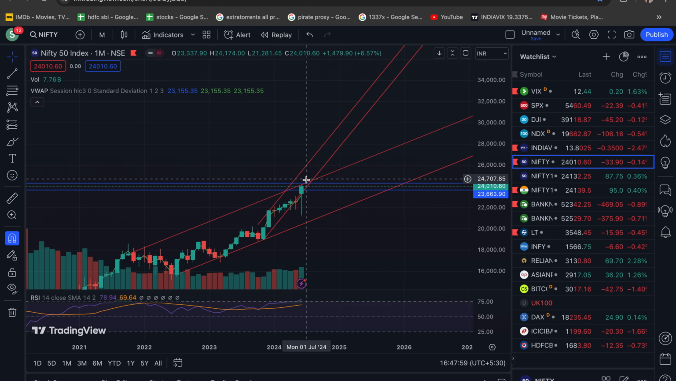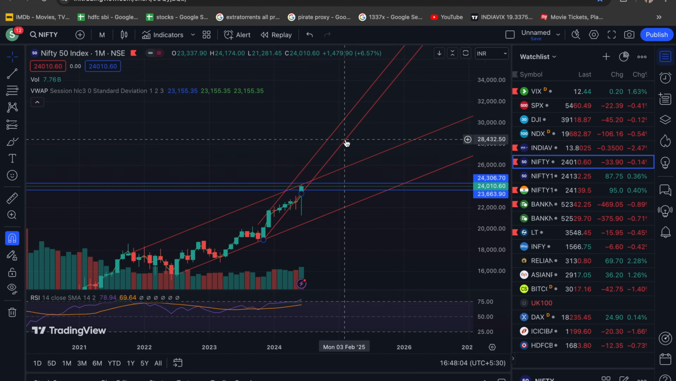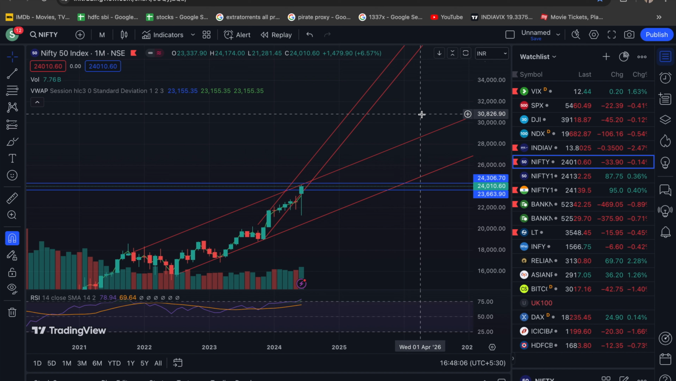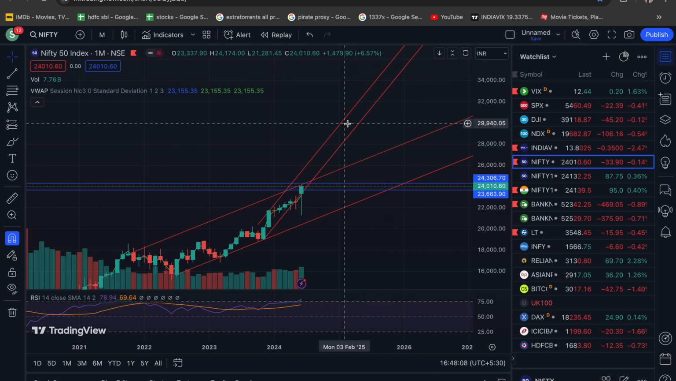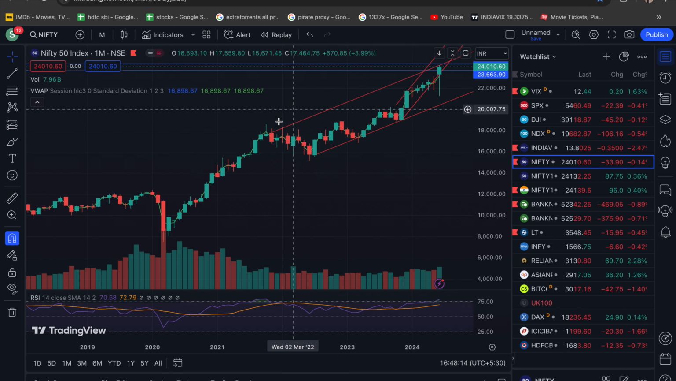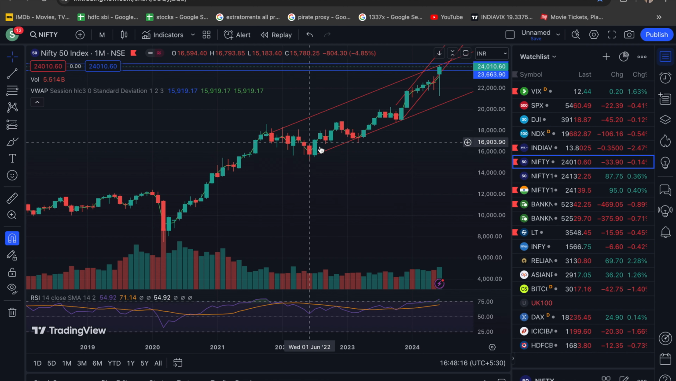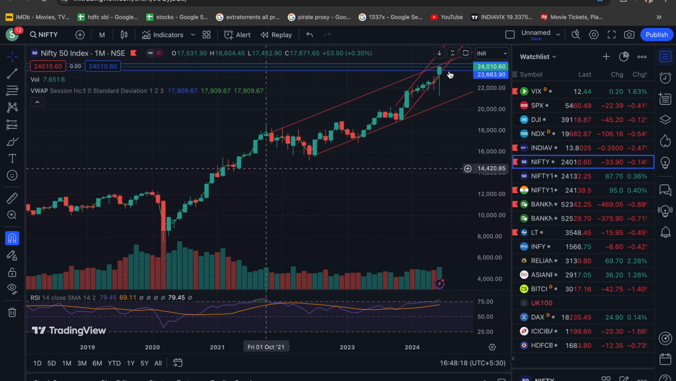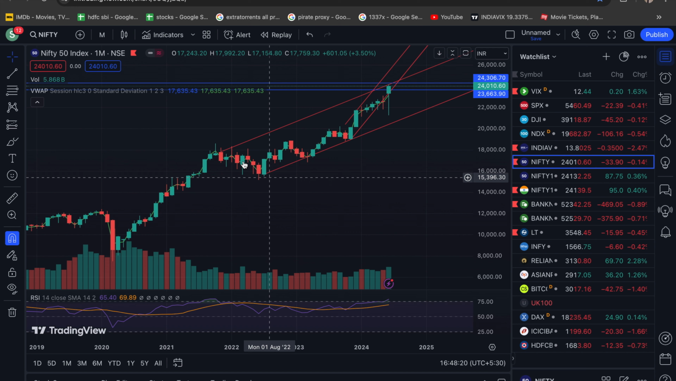If the market respects this channel for a couple of months, then it will stay in this channel until a consolidation phase comes. And once the market breaks this channel, as you could see in the corona period, when it broke the channel it took almost one year to come back to the bullish channel. So it will go into a consolidation phase.